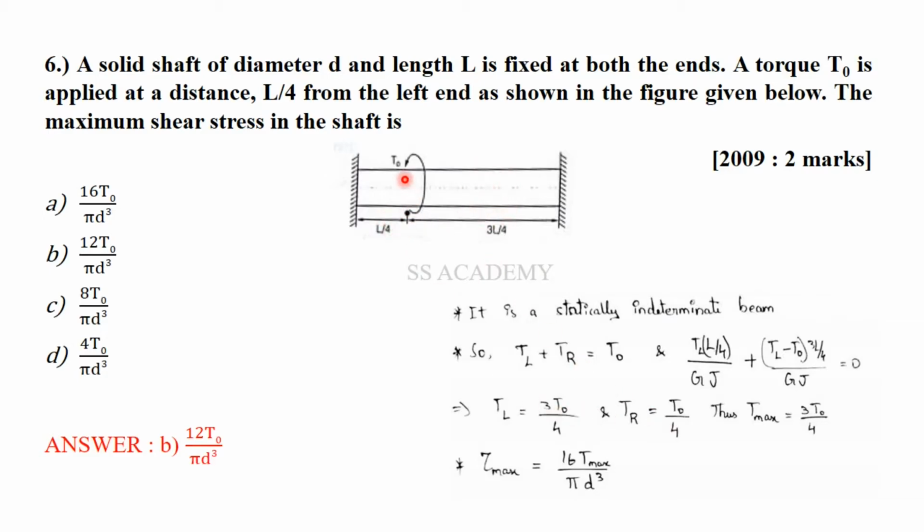Why have we applied T naught, and why are we getting lesser than that? The reason is you are fixing at both the ends, so it will be restricting some of the torque applied. So you'll be getting a lesser torque. So we are getting 3 T naught by 4 to be the maximum torque. We know that tau max is equal to 16 T max by pi d cube. Instead of T max, just substitute 3 T naught by 4. You'll be getting 12 T naught by pi d cube.